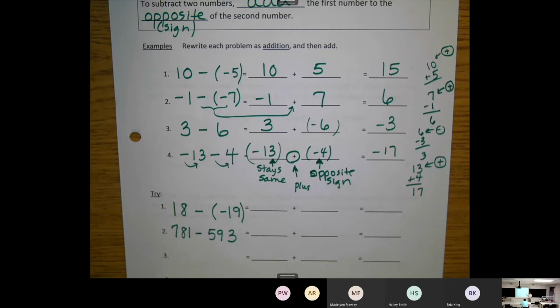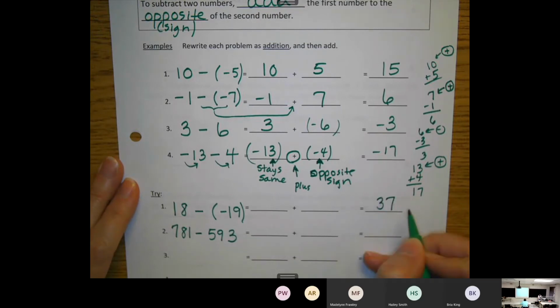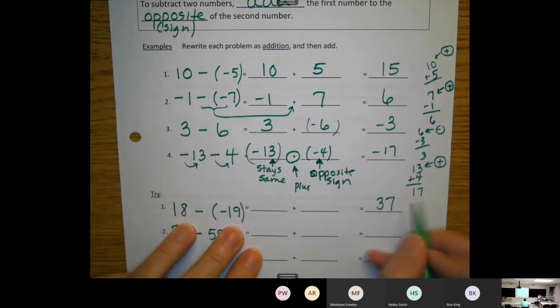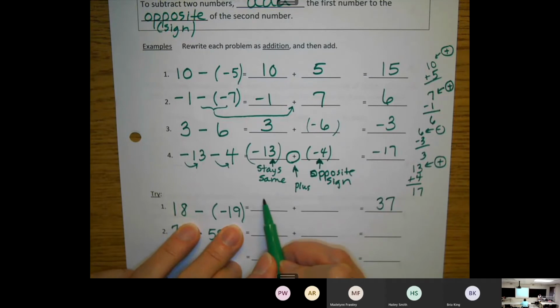What are you guys getting for that first answer? 37. 37? So what did it look like as an addition problem? You were really adding 18 plus 19. 18 plus 19, yeah.